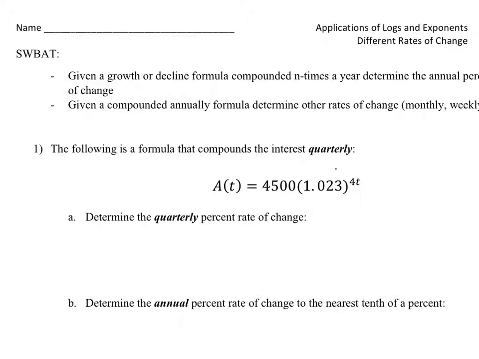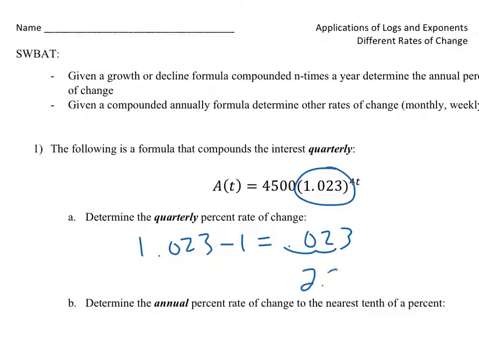Well, it's worked out the same way as always. We do 1.023 and we subtract our 1, and we get 2.3%. Now, if I compounded quarterly, how much percent would happen over the course of a year?